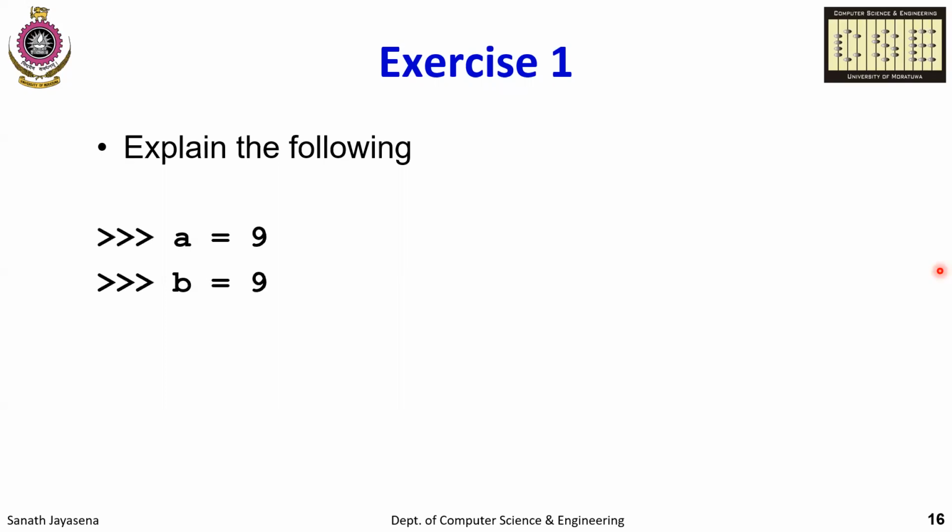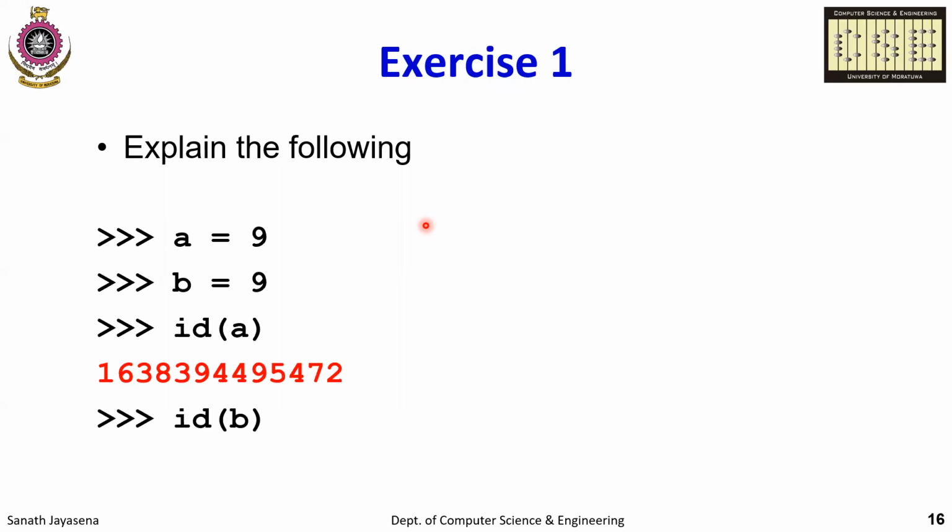Explain the following. We say a equals 9 and b equals 9. So first you say a equals 9. Immediately after that, we say b equals 9 to the Python shell. And we check the identity of a, it gives us some number. And I check the identity of b. What do you expect?